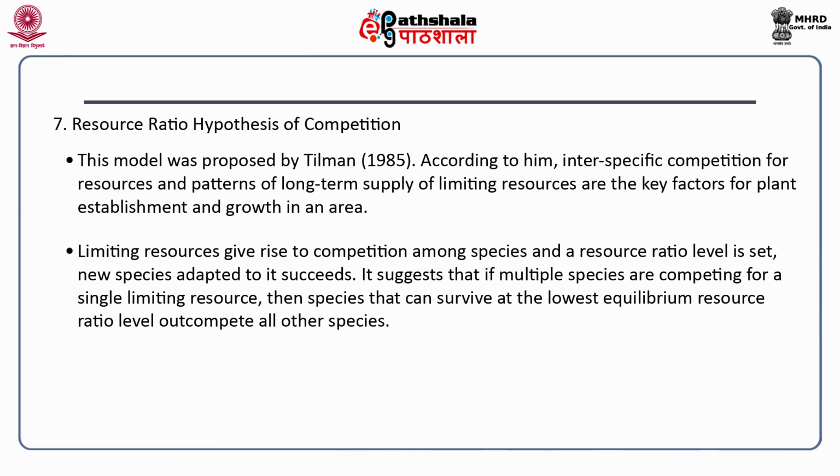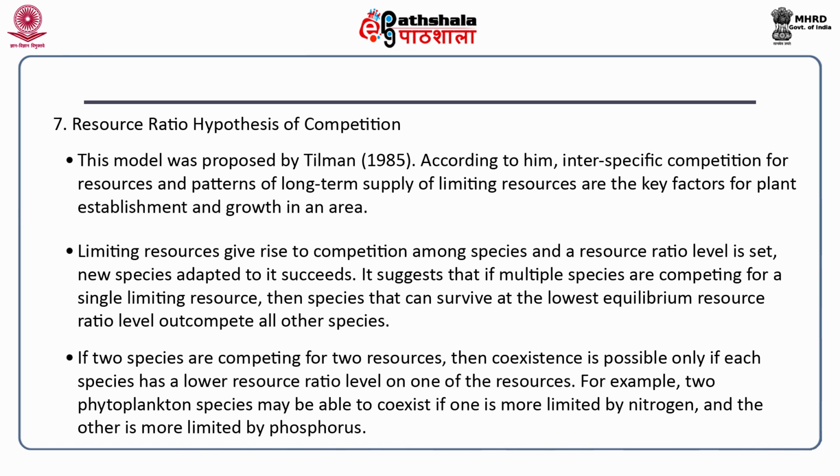It suggests that if multiple species are competing for a single limiting resource, then the species that can survive at the lowest equilibrium resource ratio level outcompetes all other species. If two species are competing for two resources, then coexistence is possible only if each species has a lower resource ratio level on one of the resources. Let me take an example. For example, two phytoplankton species may be able to coexist if one is more limited by nitrogen and the other is more limited by phosphorus.